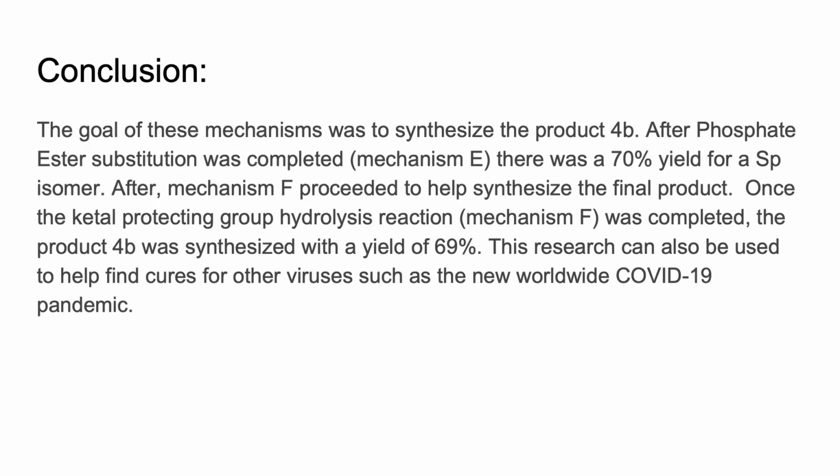The goal of these mechanisms was to synthesize the product 4B, or remdesivir. After phosphate ester substitution was completed, there was a 70% yield for an SP isomer. After, mechanism F proceeded to help synthesize the final product. Once the ketal protecting group hydrolysis reaction was completed, the product 4B, remdesivir, was synthesized with a yield of 69%. This research could also be used to help find cures for other viruses, such as the new worldwide COVID-19 pandemic.